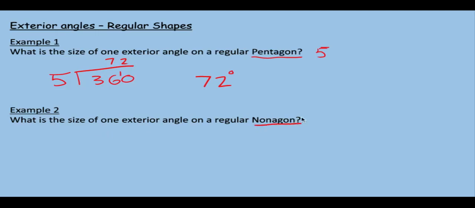So a nonagon, might not know that one, that's got 9 sides. So we would say 9 goes into our total of 360. How many times? Well, if we know our times tables, we'd know that 9 fours are 36, so it goes into 36 4 times. So our exterior angles in our regular nonagon are 40 degrees.